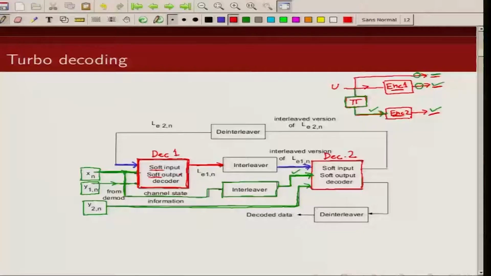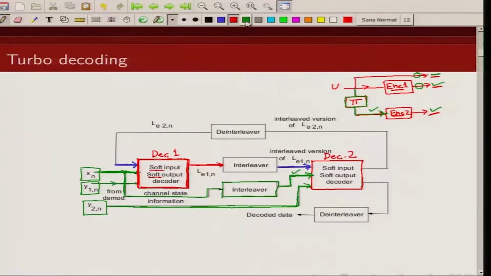And this information exchange happens in a regular fashion until they converge to a particular decision. We may stop the iteration after a fixed number of iterations, or we could use some sort of a stopping criterion. So the third input is the a priori input. The other two inputs are the inputs received from the channel. What decoder 1 does is try to find some estimate about the information sequence and pass it on to the second decoder. This input is fed as the a priori input.